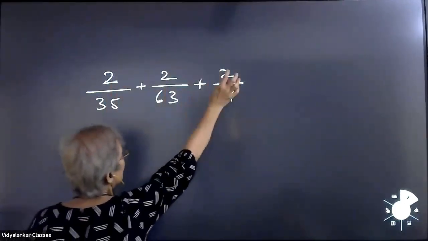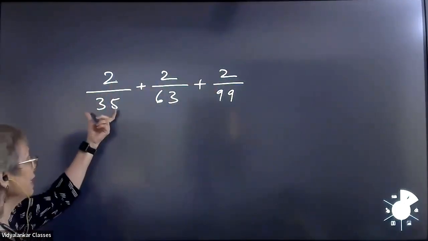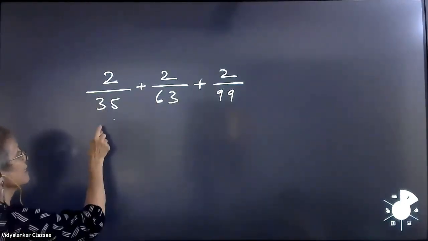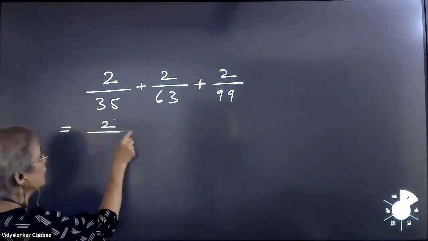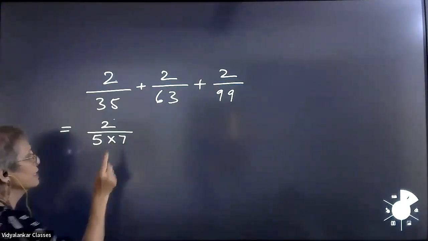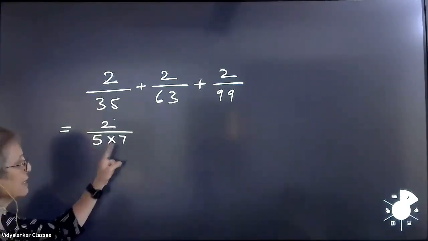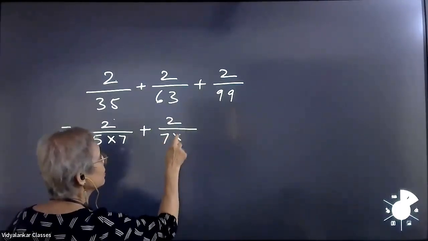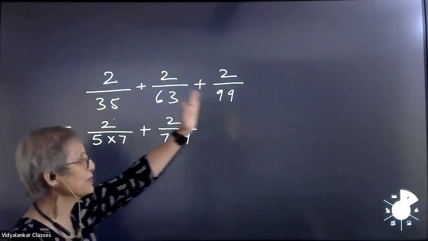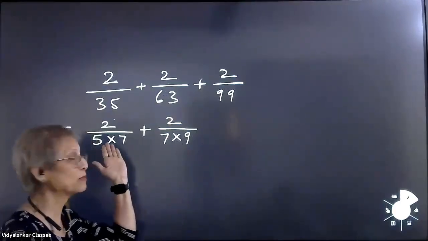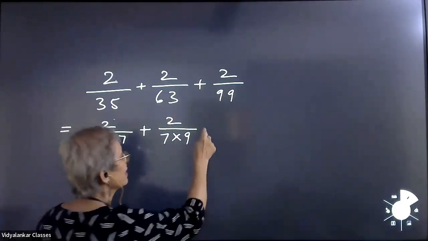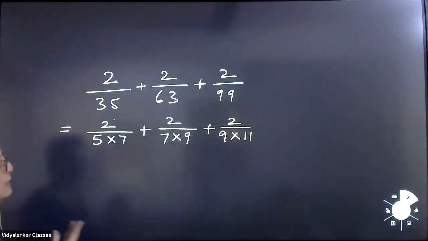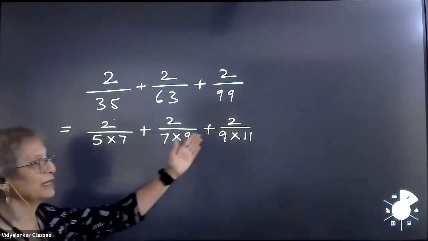Look, see the numerators. Everywhere it is 2. So factorize this number in such a way that their difference is 2. So in my next step, what I will write? 2 upon 5 into 7. See, the difference of 5 and 7 is 2. And 5 sevens are 35. Similarly here, 2 upon 7 into 9. Mostly these type of sums have these denominators in this form. And the last is into 11. They are consecutive odd numbers, 5, 7, 9, 11.